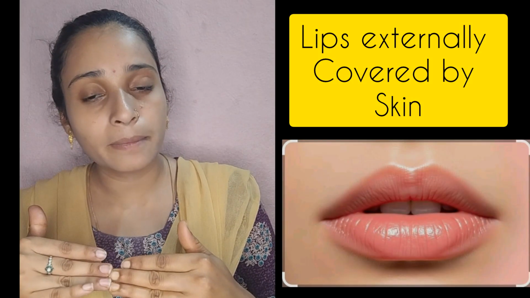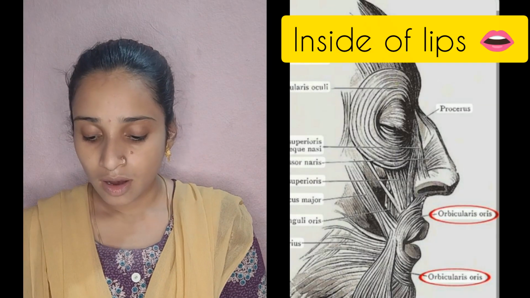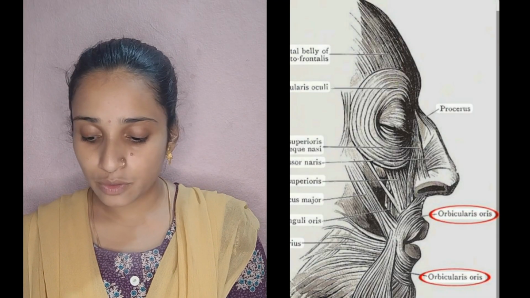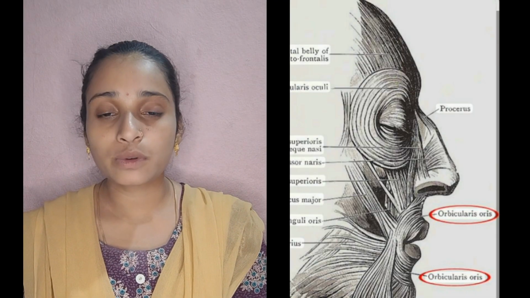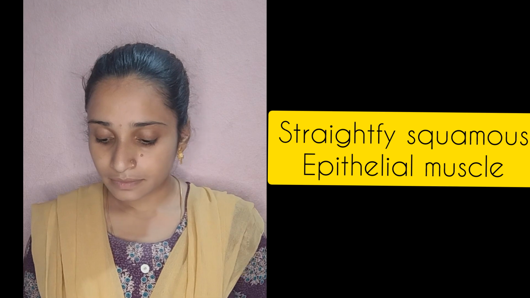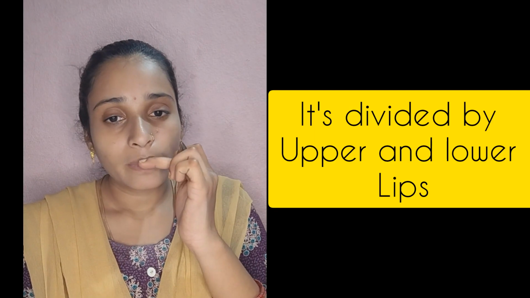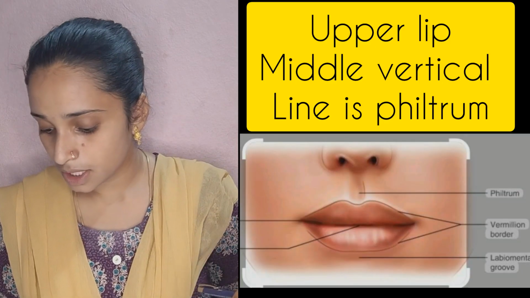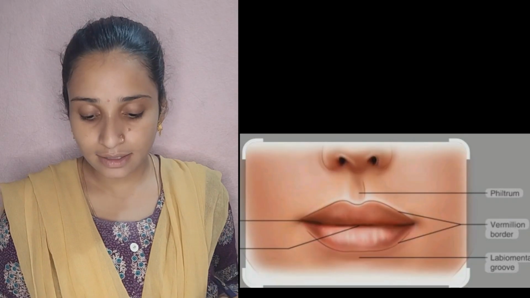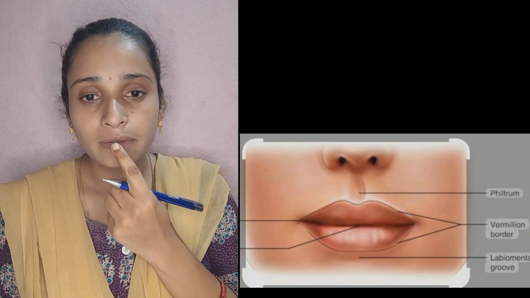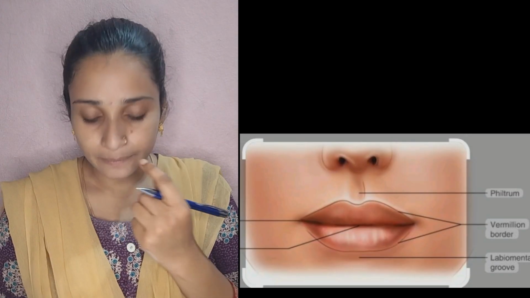Then the lips are covered by skin, then internal mucosa. It is covered by the orbicularis oris and submucous labial glands. Next, the mucosa inside of the lips is divided by stratified squamous epithelium at the mucocutaneous junction. The upper and lower lips are divided by the mucous lips. Then the upper lip's vertical line is the philtrum.